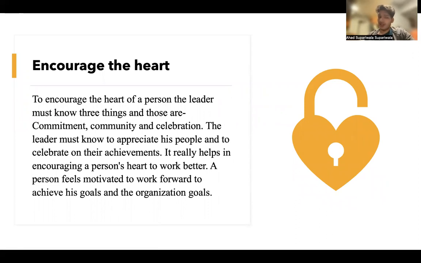Encourage the heart. A leader must be capable of knowing things. Like he must know that commitment, community, and celebrations are interrelated to each other, which we learned in our discussion question by the university. I mean to say that the leader must know how these things are connected. It highlights that they are connected with each other.